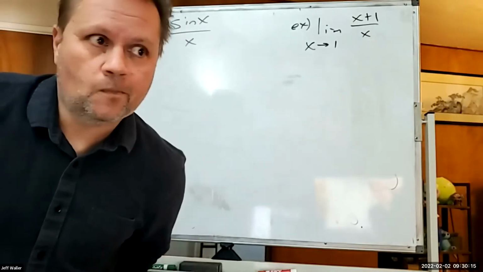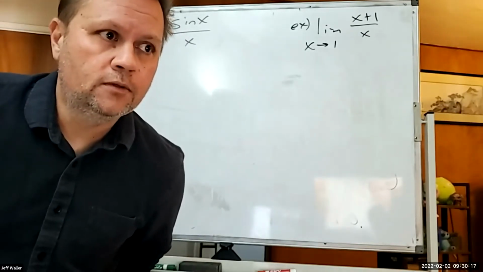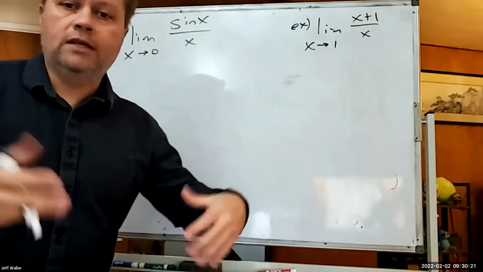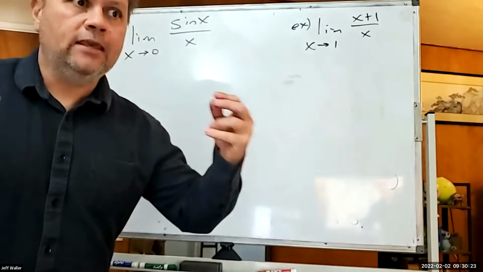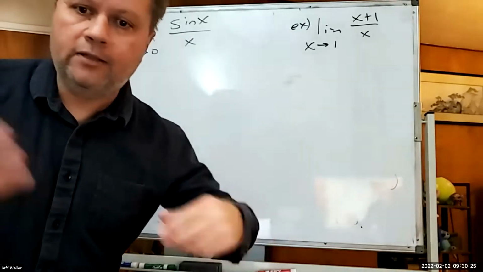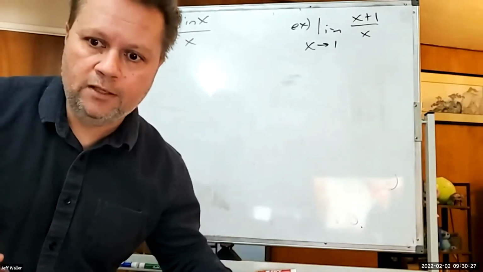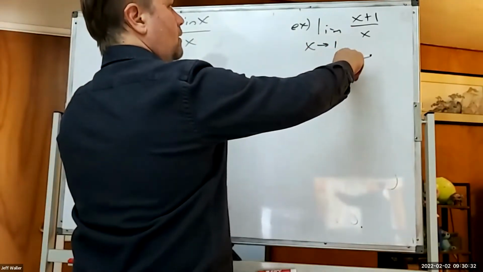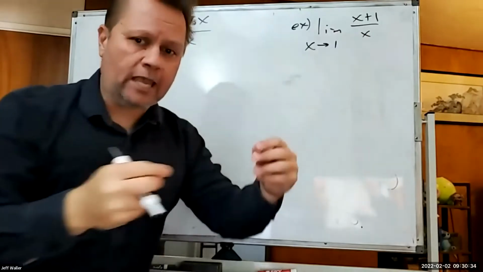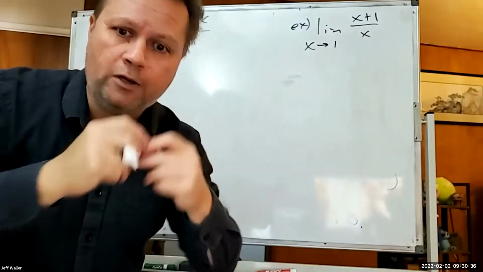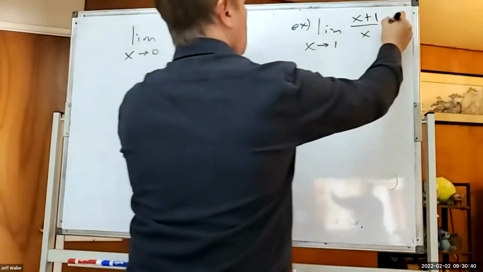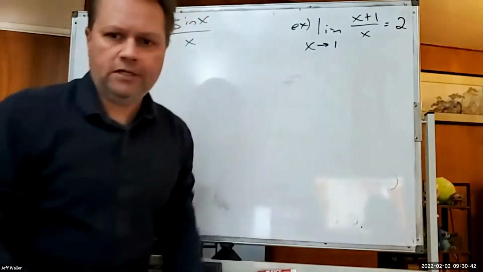No, there's no issue at 1. The input isn't infinite, and the input doesn't make anything undefined. Are you guys with me? In fact, what is this limit then? Why is this one easier? Do I have to make a table of values and step close to 1, or can I just plug 1 in? You can just plug 1 in. What do you get? 2. Yeah, crazy. All right.